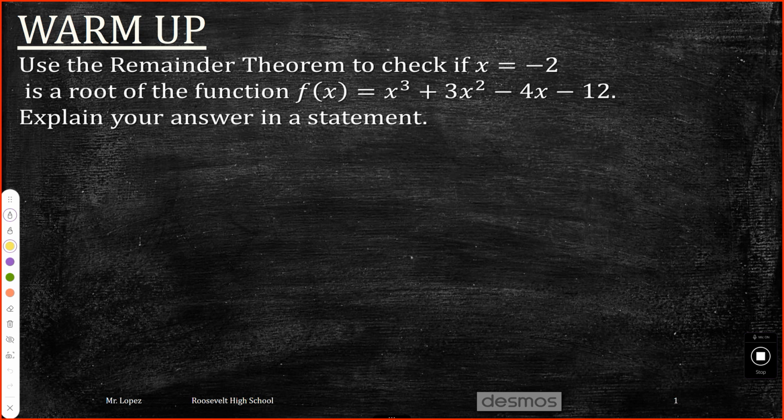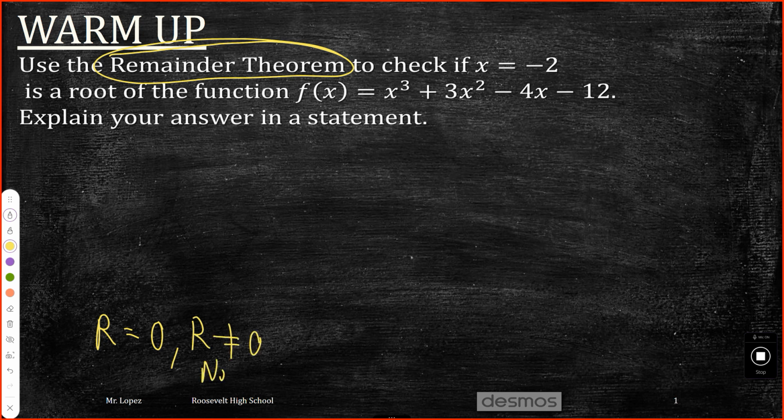So you just want to know what the remainder is. If the remainder is equal to 0, it's because it is a root. If the remainder is not 0, then it's not a root. That's all. That would not be a root.